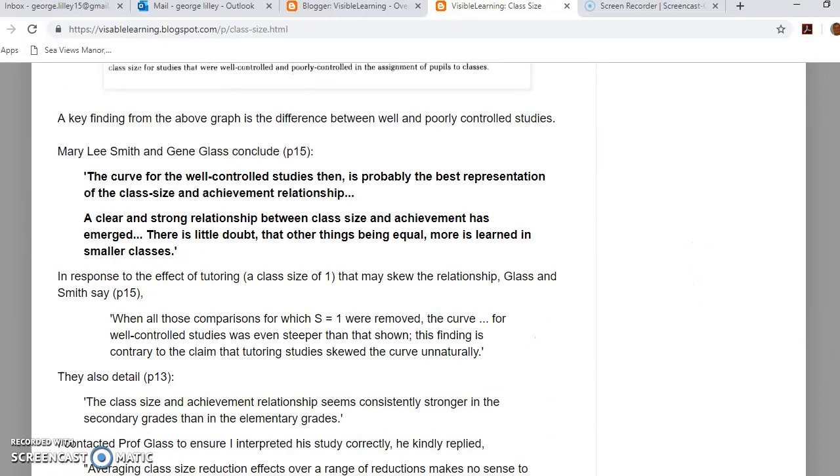Just to hammer home the point, Smith and Glass conclude a clear and strong relationship between class size and achievement has emerged. There is little doubt that other things being equal, more is learned in the smaller classes.